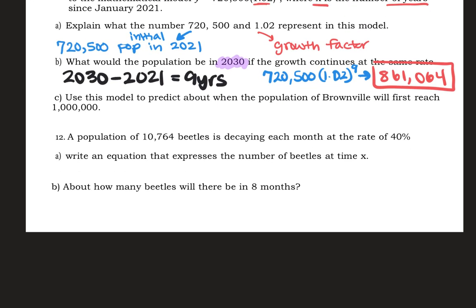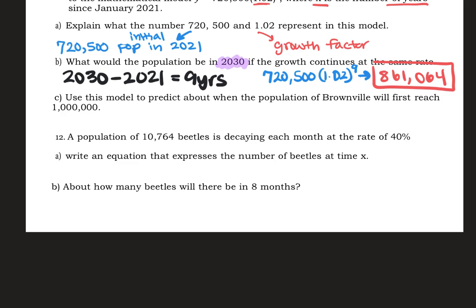It says use the model to predict about when the population of Brownsville will first reach 1 million. We'll do that here in a bit because I need to get back to the calculator in the back. Let's go to the next one real quick. It says a population of 10,764 beetles is decaying each month at a rate of 40%. Write an equation that represents the number of beetles at time x.